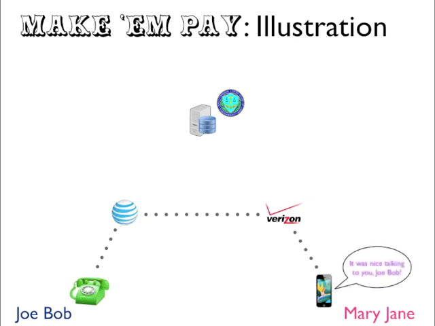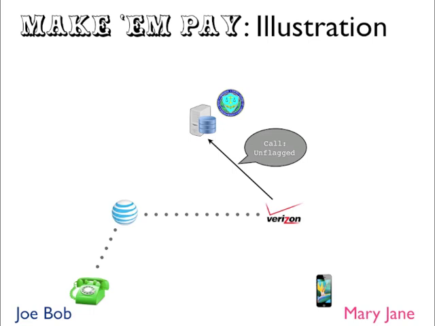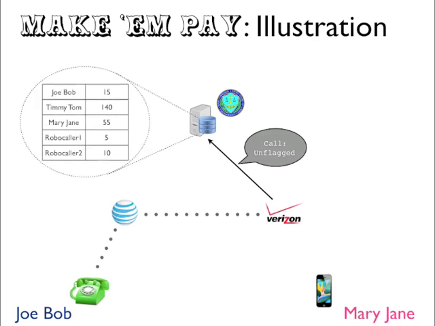Now let's say Mary Jane likes to talk to Joe Bob, and so they chat for a while. After their call ends, Mary Jane's service provider informs the FTC server that this call was good, that it was not flagged. And so as a result, Joe Bob's budget is incremented, in this case by 10 FTC dollars.